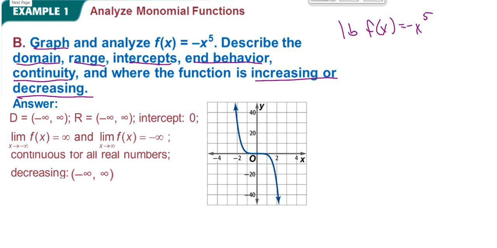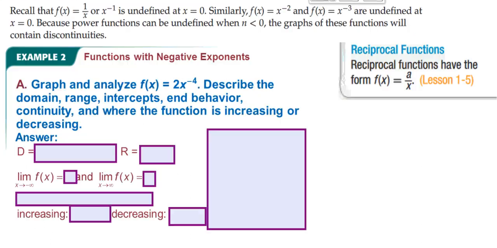Now we're going to look at some more of these, looking at negative exponents. Remember, and this is something you might want to make note of in your own notes, that if f of x equals 1 over x, that is the same as f of x equals x to the negative 1. And it is undefined at x equals 0. So if we have x to the negative 2, x to the negative 3, that's 1 over x squared, 1 over x to the third. Those are also all undefined when x is 0.